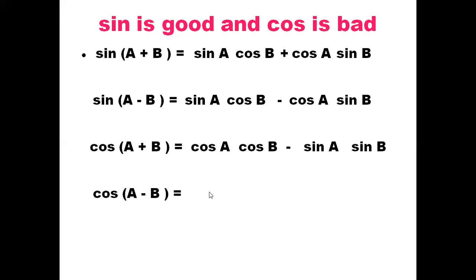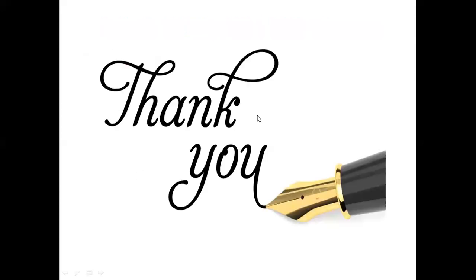Now we come to cos A minus B. First it will take cos A, and again it will take cos B since it is bad. But here we will give a positive sign. It is the inverse. Then it will give the remaining to sin A, sin B. So cos A minus B is cos A cos B plus sin A sin B. This is how you can remember the formulas of sin A plus B, sin A minus B, cos A plus B, cos A minus B.